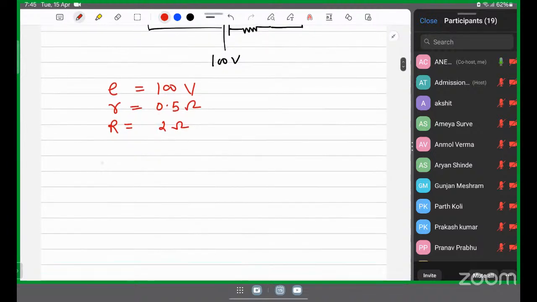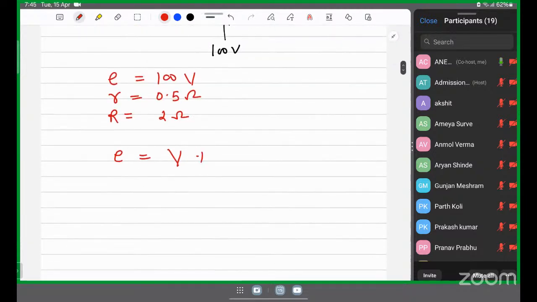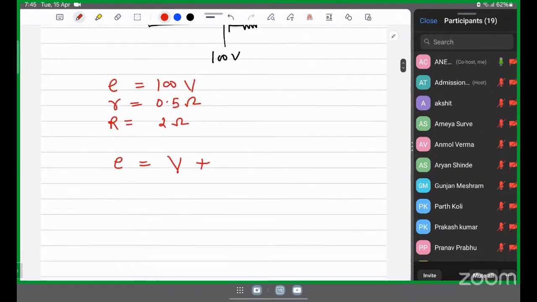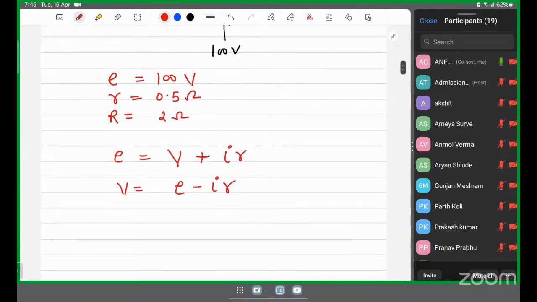Now, this EMF E will be distributed in energy at external resistor R plus energy at internal resistance small r. So E is equals to V plus Ir. And if you want to have V, it will be E minus I into r. So to solve it, we have the information about E and r, but we do not know I. So first of all, we will find out I.